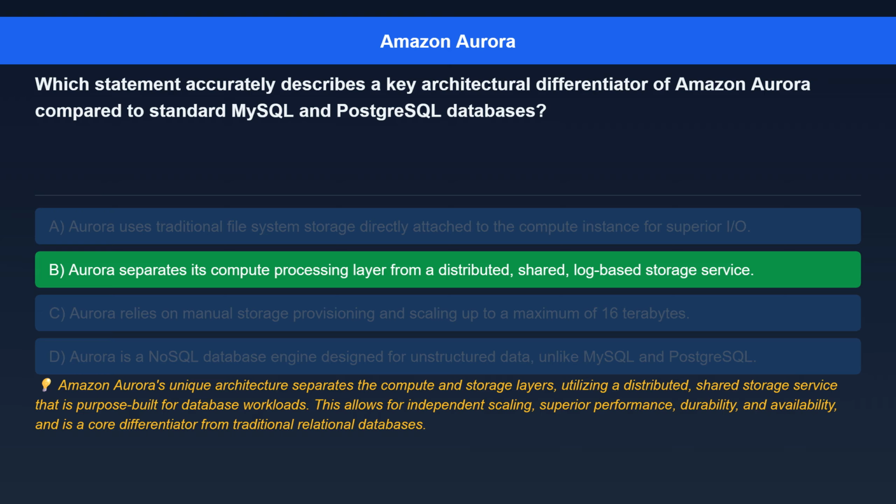Here's the explanation. Amazon Aurora's unique architecture separates the compute and storage layers, utilizing a distributed, shared storage service that is purpose-built for database workloads. This allows for independent scaling, superior performance, durability, and availability, and is a core differentiator from traditional relational databases.